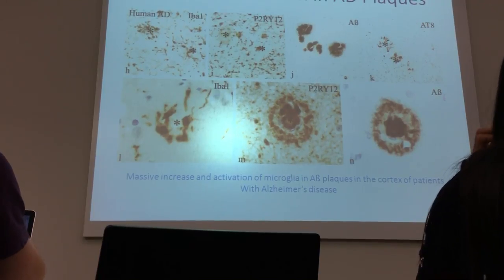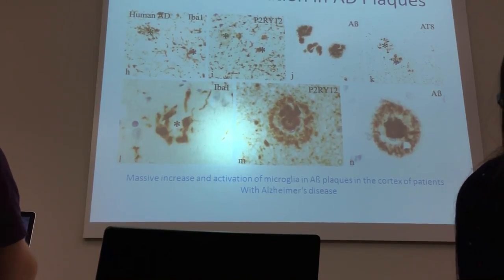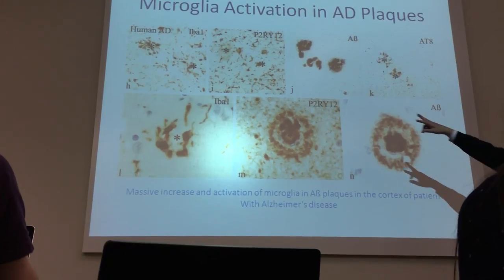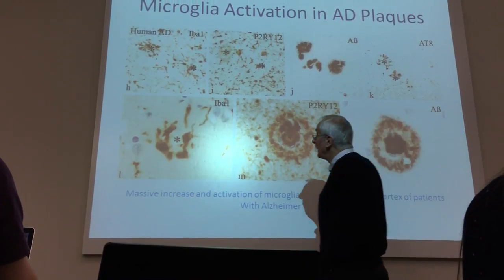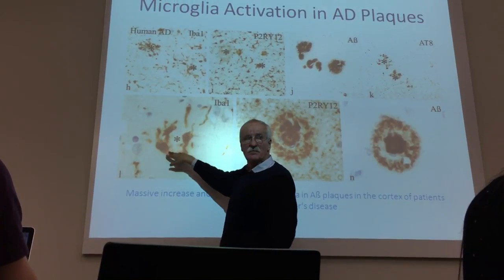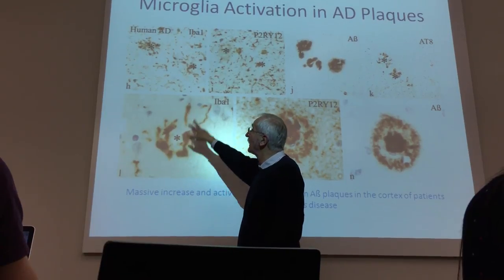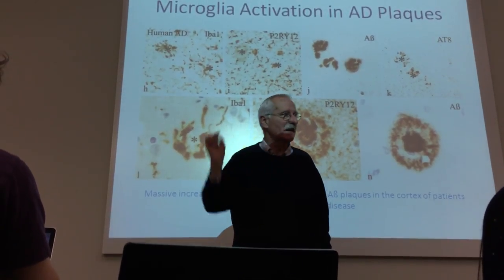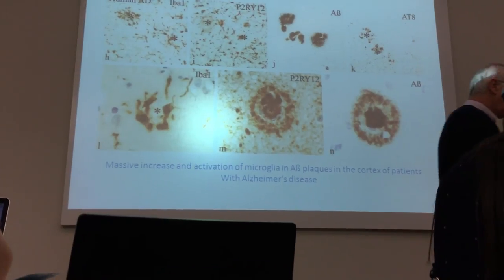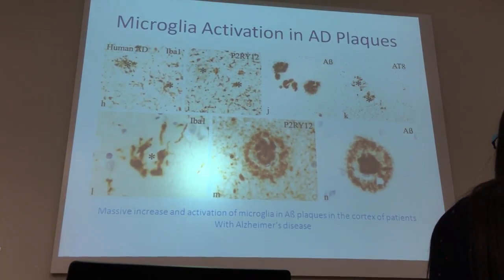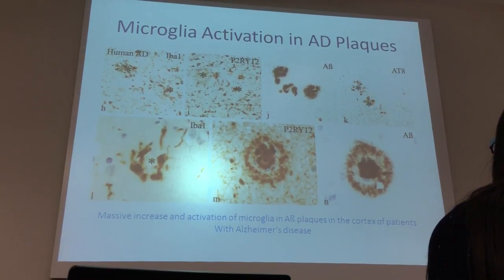You see that here very nicely. You can see in these plaques that you always have this massive activation and accumulation of microglia cells. They are massively activated there and try somehow to handle this problem in the brain.